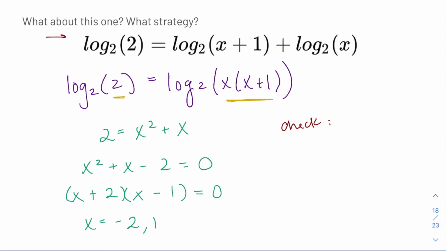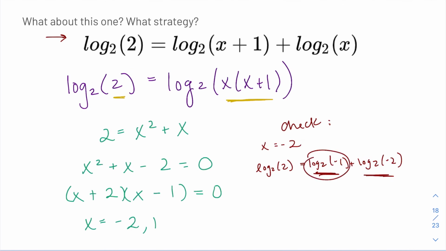We've got to check them in the original equation. So the first one, x equals -2, will leave us with log 2 equals log of -1 plus log of -2. That's not going to work. In two situations, I'm taking the log of a negative, and that's not okay. It's not the fact that x equals -2 itself is negative. It's that when I plugged it in, I ended up having a negative in the log.